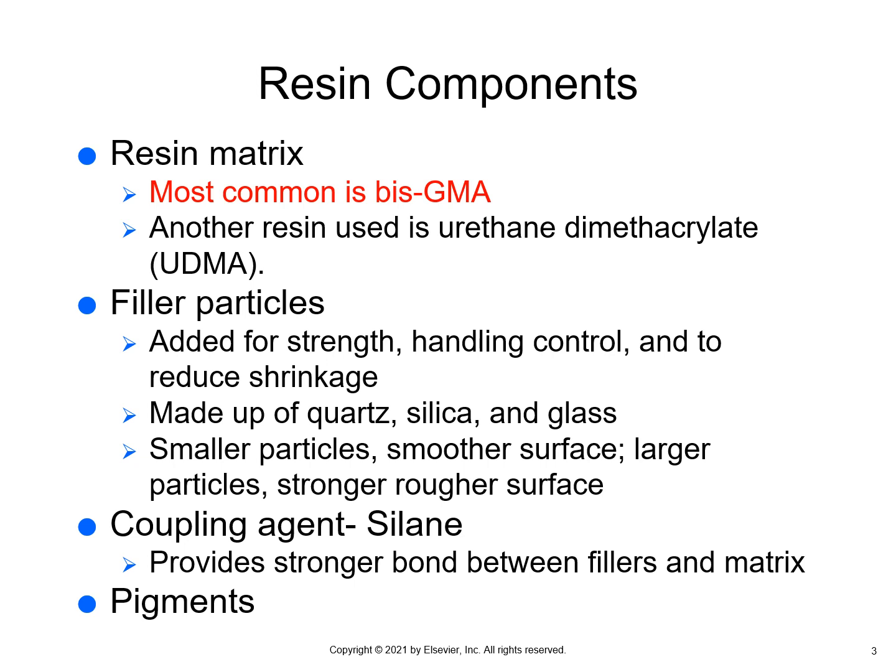A coupling agent is silane, and that provides that strong bond between the fillers as well as the matrix. I think of that coupling agent as the glue that holds them all together. And then, like I said, the pigments are what is going to give our resin tooth color.